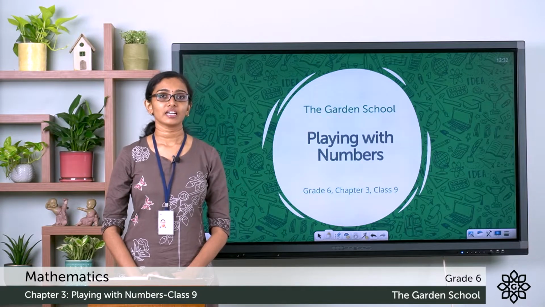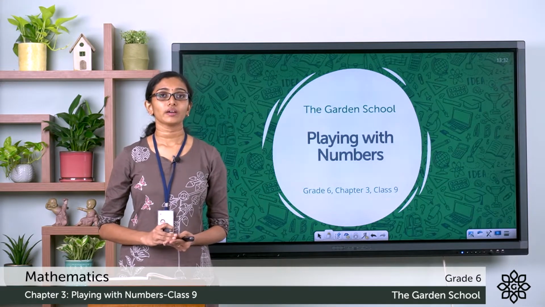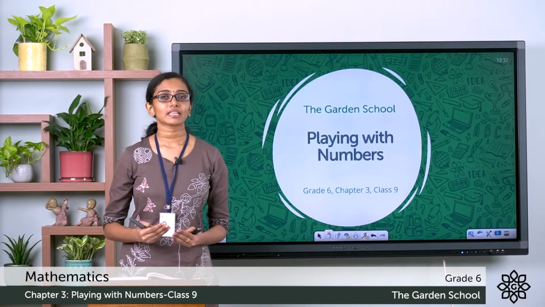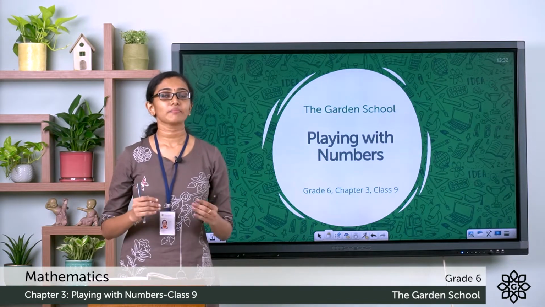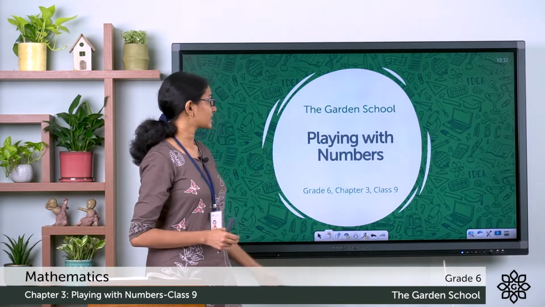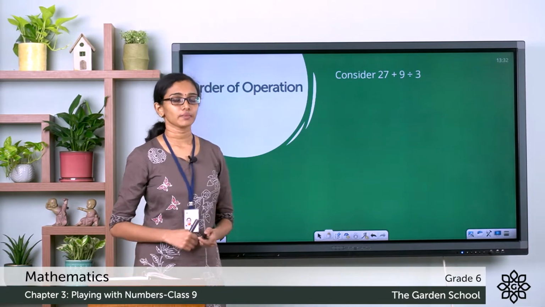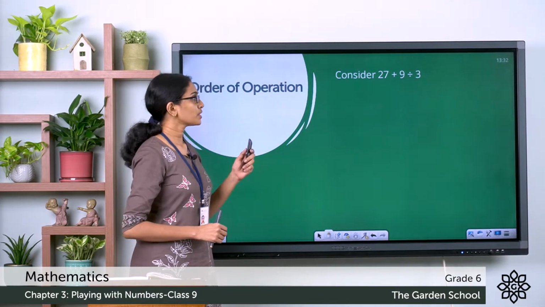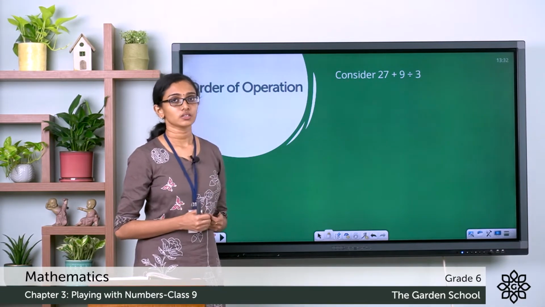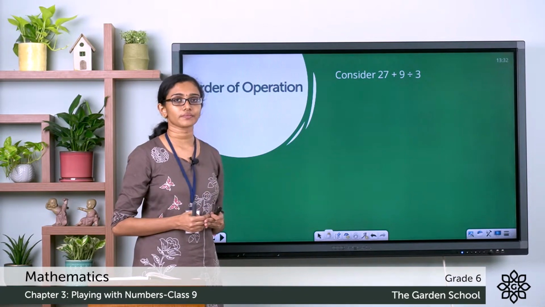Today, let's learn what order we should follow when we have to do different mathematical operations within the same mathematical statement. Look at the statement given here. You have got 27 plus 9 divided by 3. So which part should we do first? Do we do the addition first or should we do the division part first?